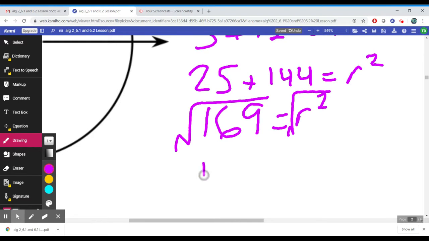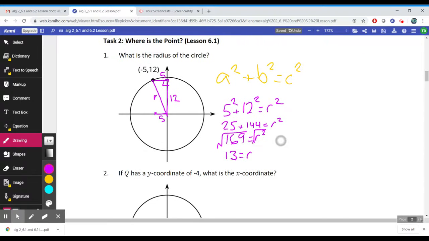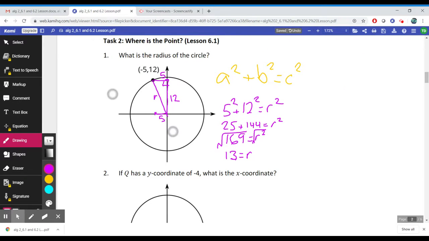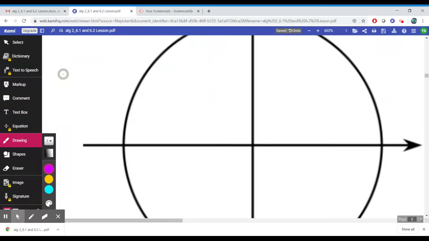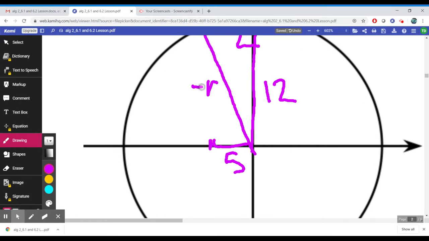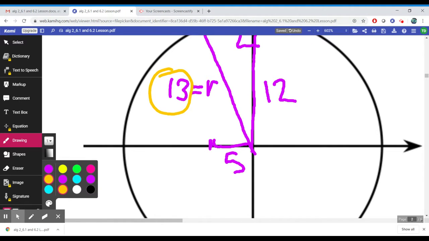So the square root of 169 is just 13. On my right-hand side, we have a square and a square root. Those are inverse operations of each other. So the square root of r squared is just going to be r. So that means our r, the radius of our circle, will be 13. And I'll circle that since it's my answer.